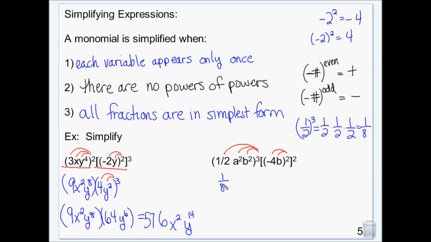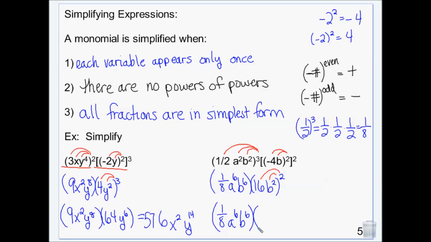A squared to the third is a to the 6th. B squared to the third is b to the 6th. So that's the first part done. Then I have -4 squared, so that's positive 16, b squared, and then that's going to be squared. Now I need to multiply this squared in, so I'm going to distribute that squared in. So I still have 1/8, a to the 6th, b to the 6th.